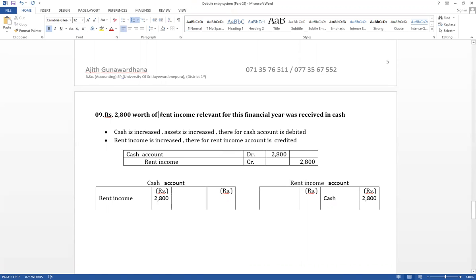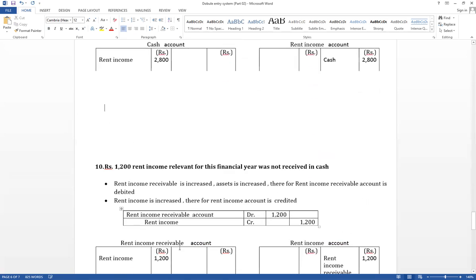Try to recognize dual effect. Cash increase, rent income increase. Cash is asset increase. Therefore, cash account debit. Rent income is income increase. Rent income account credit. Therefore, cash account debit, rent income account credit. This is a double entry. This is a ledger account.